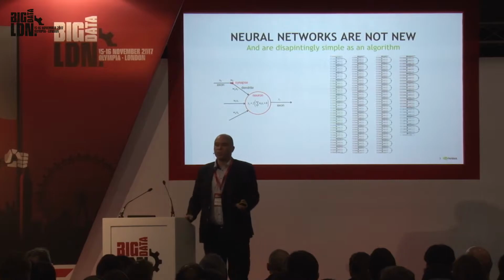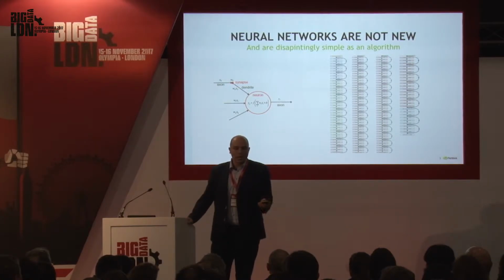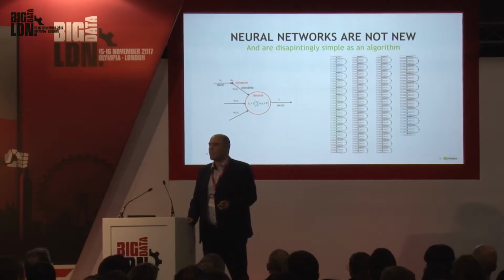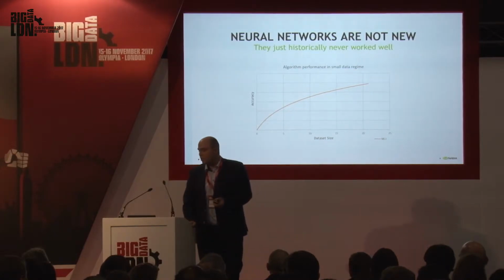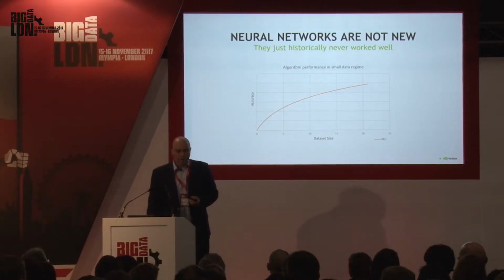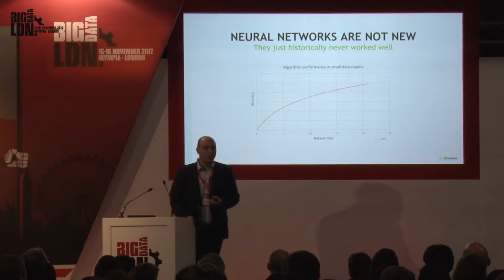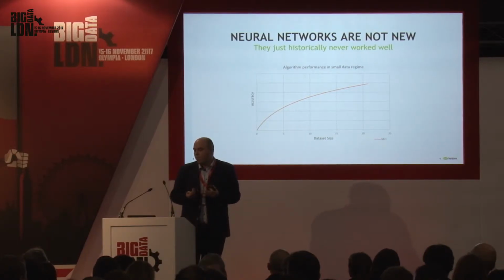So why haven't we historically used them? Why haven't a lot of you heard about practical applications of neural networks before? The reason is simple. They just didn't historically work. 5, 7 years ago, they were perceived as a failed experiment in machine learning. And the reason for that was very simple.